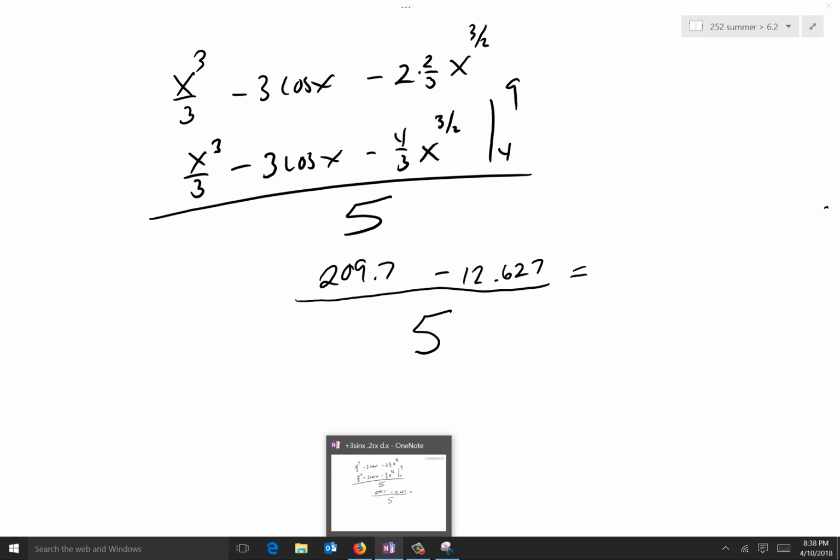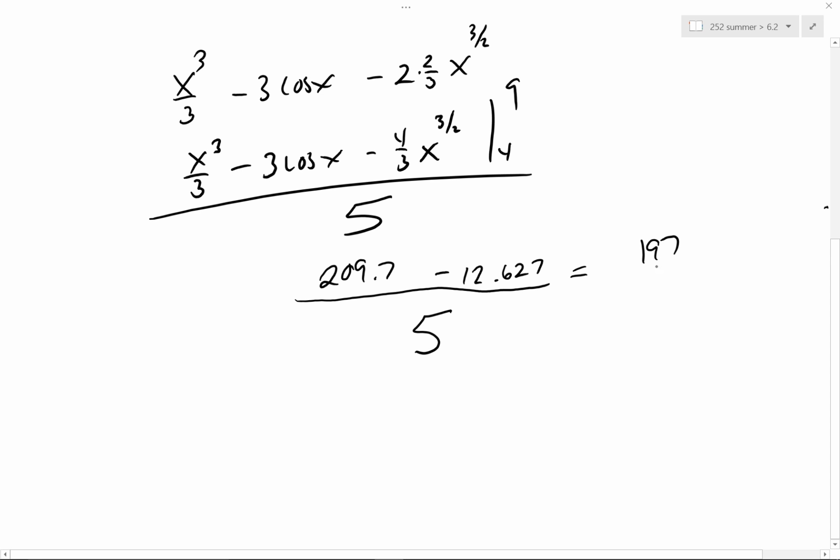So 209 minus that would be what? 297, I guess? No. Yeah, 297. Or 197 rather. 197 roughly, divided by 5. 5 goes into that 30, 15, 47, 39, and 0.4-ish. This would be roughly your average value. Again, you use a calculator. I'm just doing it by hand.